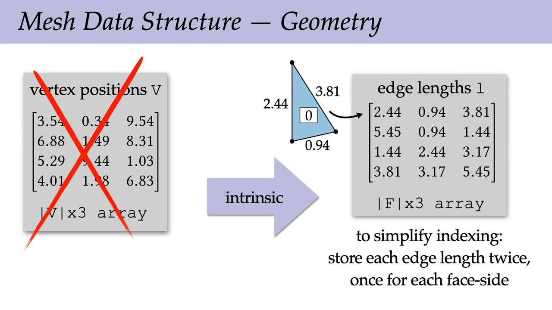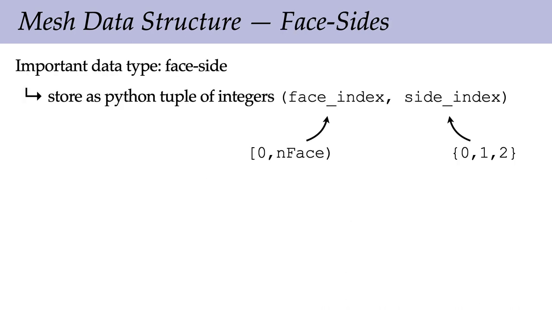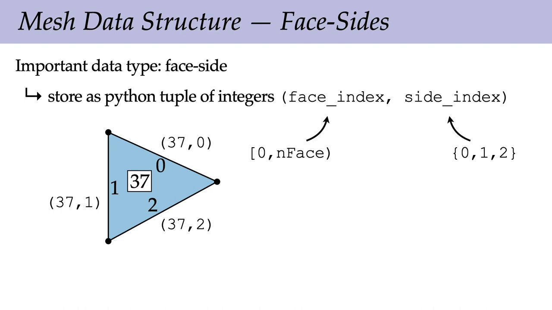Now, I mentioned face sides there, and it turns out that thinking in terms of face sides is a really important concept to implement these algorithms. So when I say face side, I really just mean a side of some triangle. We'll represent face sides in our code as a Python tuple of integers. So it'll be a tuple where the first element of the tuple is the index of some face, and the second element of the tuple is 0, 1, or 2, indicating one of the sides of that face. So for instance, if I have face 37 sitting here, then 37 comma 1 would refer to the leftmost face side of the triangle.